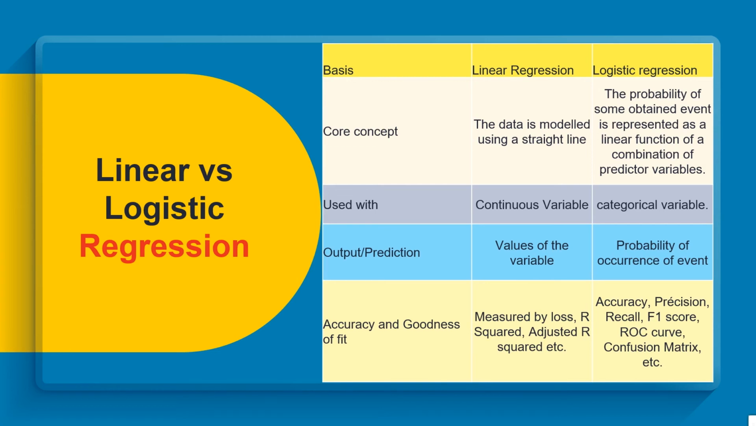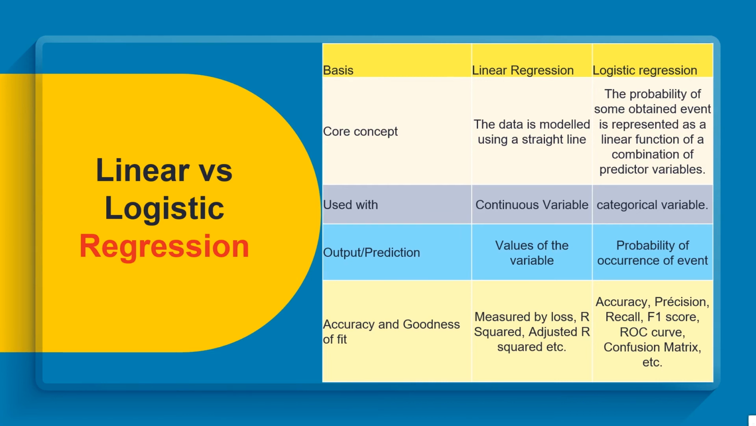What we find out is 1 or 0 for this particular value of x. So thus, we are essentially deciding a true or false value for a given value of x. As a core concept of linear regression, you can say that the data is modeled using a straight line. But in the case of logistic regression, the data is modeled using a sigmoid function.